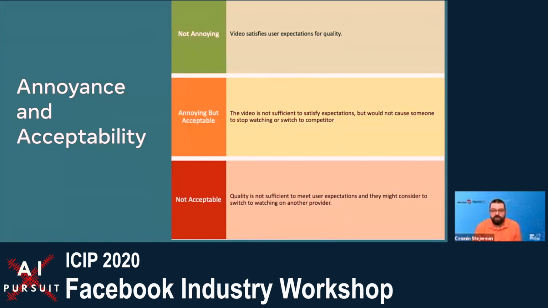So we want to avoid situations where we nudge the user into the unacceptable range of the spectrum, and we want to keep it, at worst, in the annoying but acceptable range. And that's why it's important to keep the quality within a tighter bound rather than allowing it to vary all over the scale. Next slide, please.